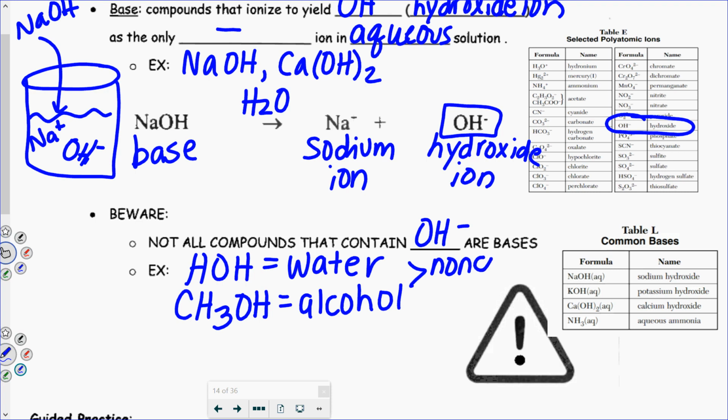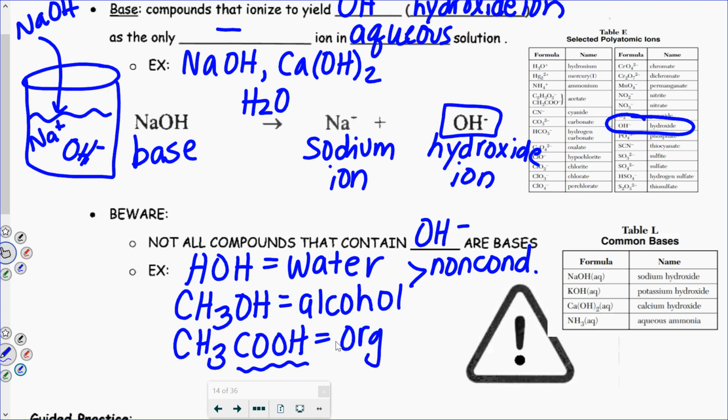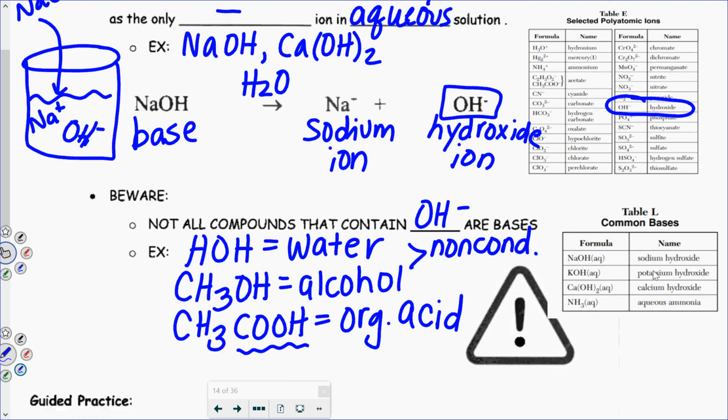These are non-conductors. And then the last one that's a little tricky is CH3COOH. Notice this one ends in an OH as well, but it has this COO on the end. Remember that COOH is an organic acid, so this is actually an acid. So just be aware, just because it ends in an OH doesn't necessarily mean it's a base. So if you're ever unsure, check Table L for your common bases. If it's on here, it's a base.